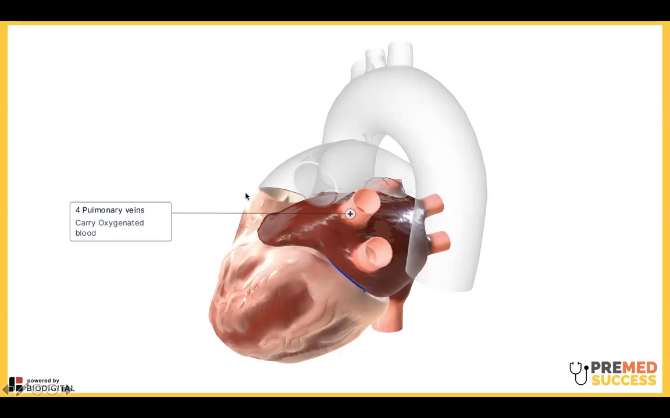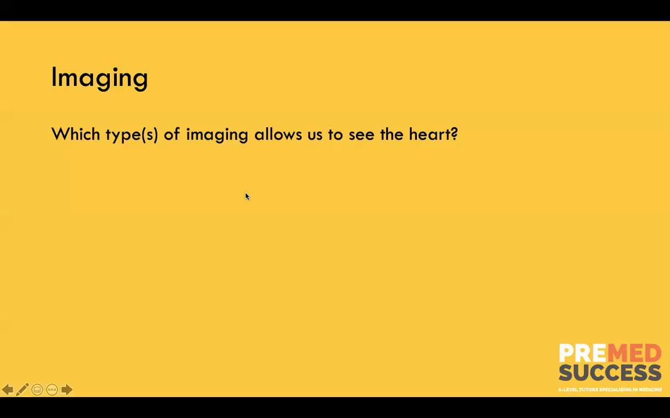Okay, moving on, hopefully, to imaging. So actually, I'm going to launch straight into a second poll here. We're going to look at what types of imaging you think allow us to see the heart. There are a couple of options here: MRI, CT, X-ray, and ultrasound. And when you're answering, just consider the fact that the heart is soft tissue. And hopefully that should help with your reasoning.